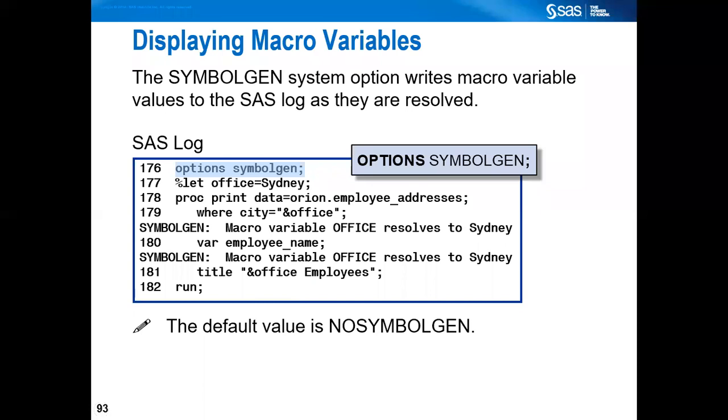So what does symbolgen do? If you want to see that SAS is resolving the value appropriately, you write in your program options symbolgen. So symbolgen will give you the values wherever it's resolving for your macros into log. It's telling symbolgen is a system option which writes macro variable values to log as they are resolved. So default setting is nosymbolgen. So if you want to keep this setting on, showing the values resolving correctly, write options symbolgen.